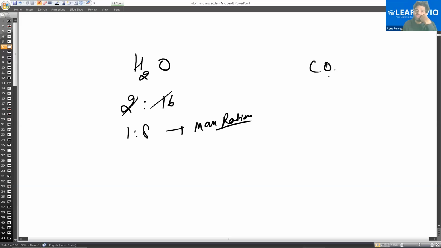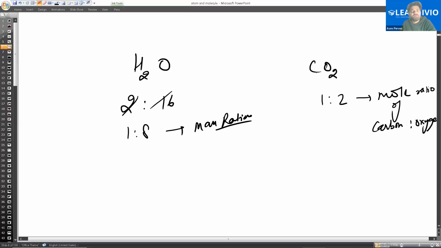Like for example, if I'm having carbon dioxide, the ratio of carbon to oxygen in carbon dioxide is fixed. That is 1:2. This is the mole ratio of carbon to oxygen. But if I'm talking about the mass ratio, carbon dioxide, that is 12:32. When you cut it by 4, you will get 3:8.